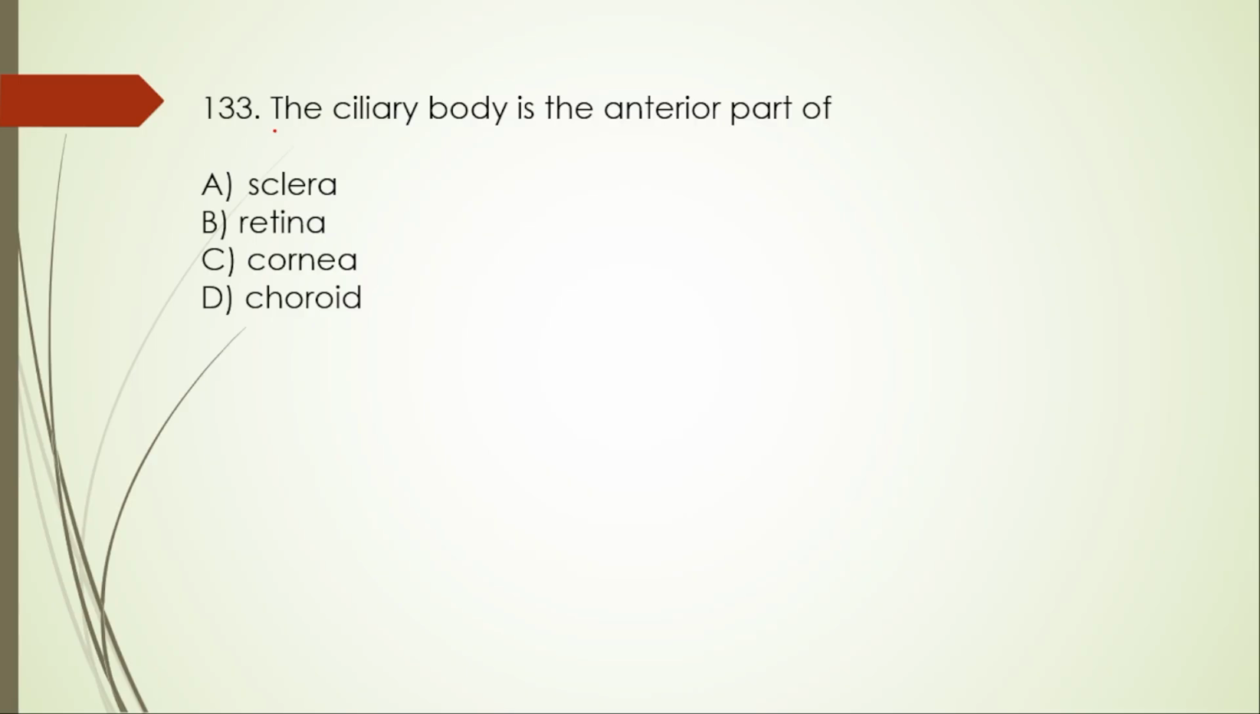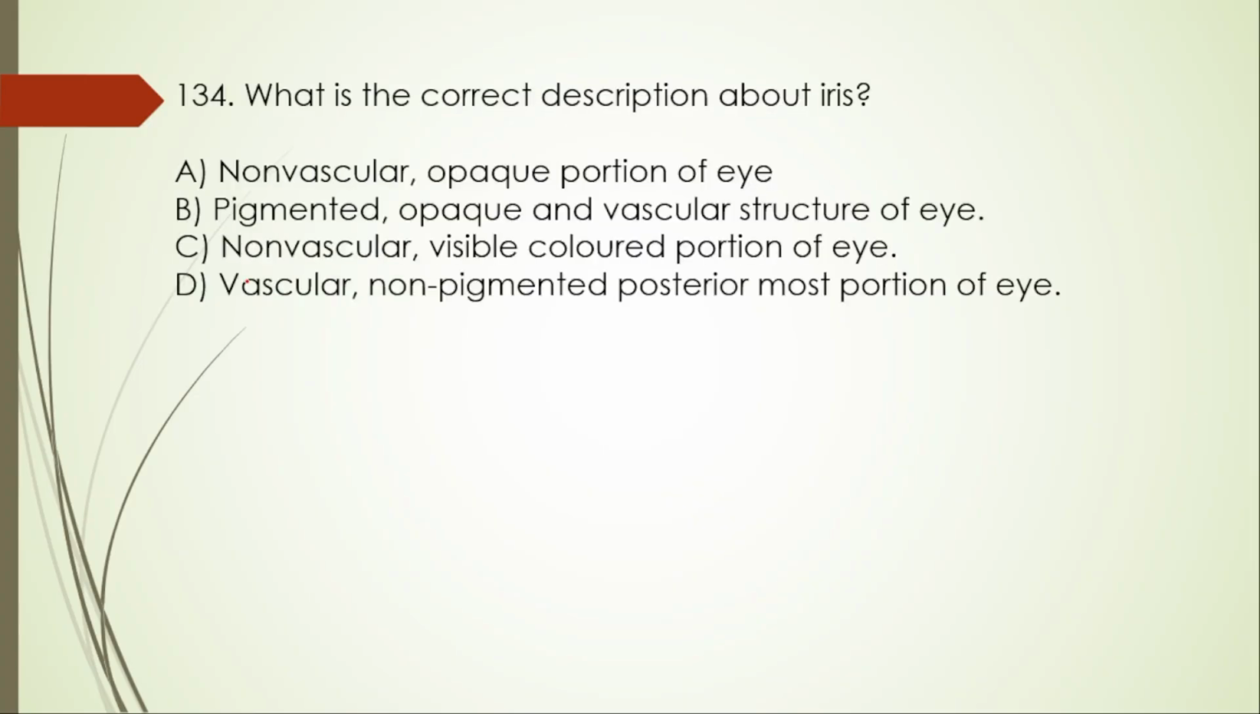Next question, that is 133. The ciliary body is the anterior part of sclera, retina, cornea and choroid. Here the right option is choroid. 134. What is the correct description about iris? Non-vascular opaque portion of eye, pigmented opaque and vascular structure of the eye. This one is right.